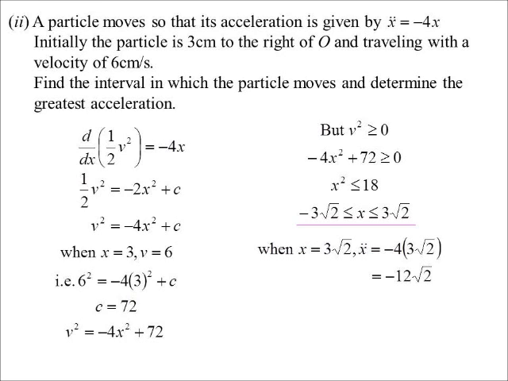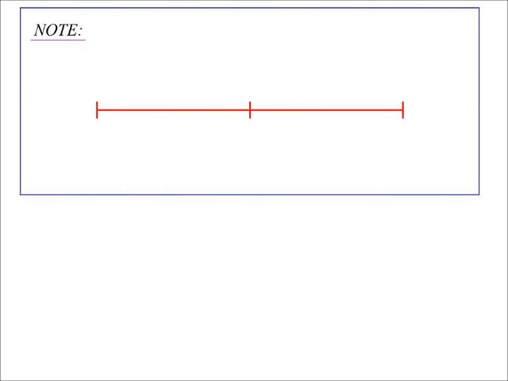They asked us some more. Find the interval and determine the greatest acceleration. Okay, acceleration is minus 4 times the displacement. The greatest acceleration would have to happen at the greatest displacement. So I just sub in the endpoint now to acceleration, and I get my greatest acceleration, 12 root 2. So 12 root 2.